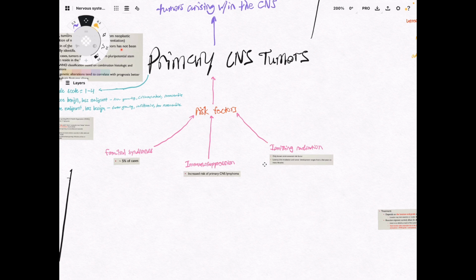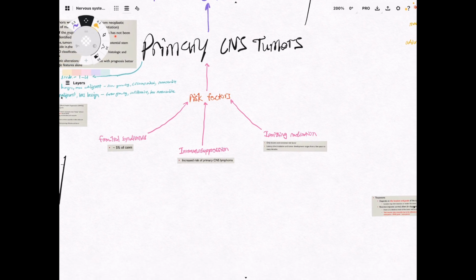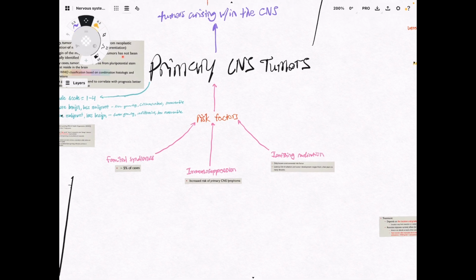So let's say a patient comes in with a glioblastoma. Well, if they don't have any familial syndromes or they aren't immunosuppressed, then it's pretty safe to say that ionizing radiation was probably the cause. How much radiation is safe for a person to have throughout their lifetime? Well, that's pretty tough to say.